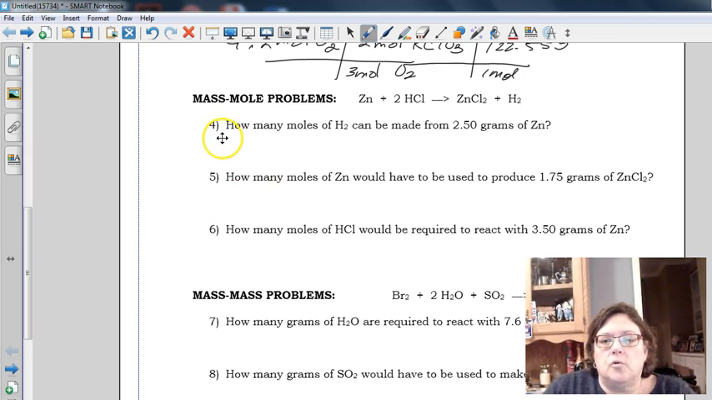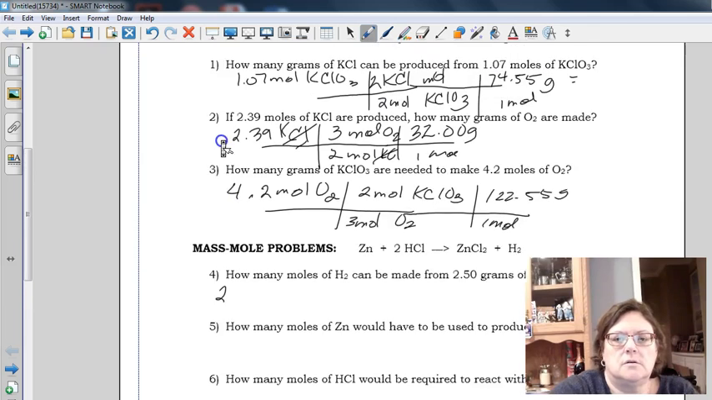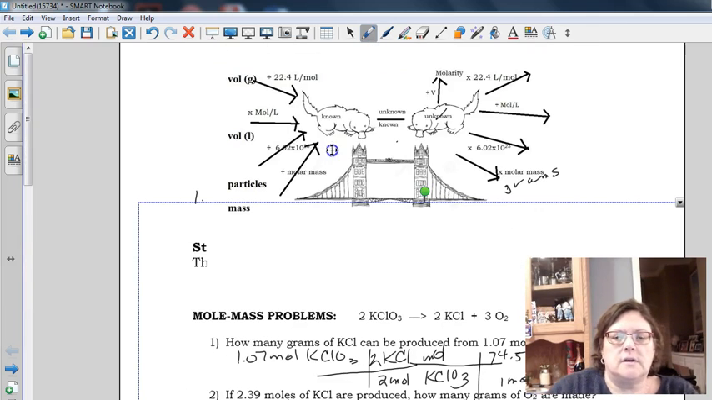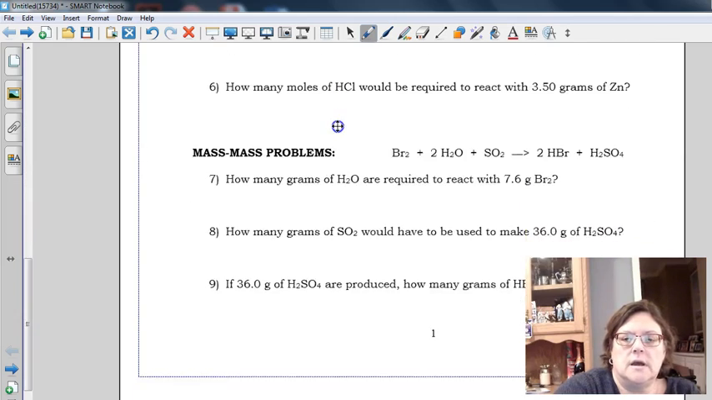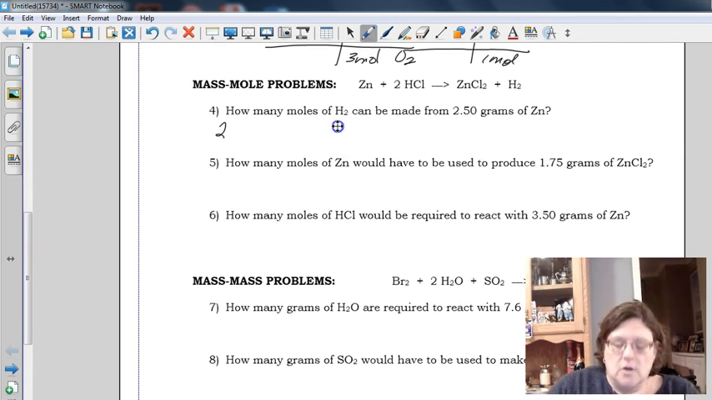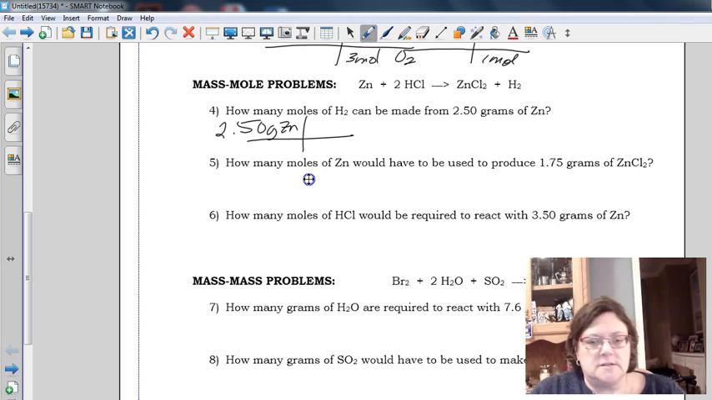Now we're going to start with grams of zinc. So we're not on our mole bridge. We're starting down here with mass. We have to get up to the bridge. So we're going to figure out mass, change it to the known amount in moles, and then multiply by the ratio. 2.50 grams of zinc divided by the molar mass of zinc.